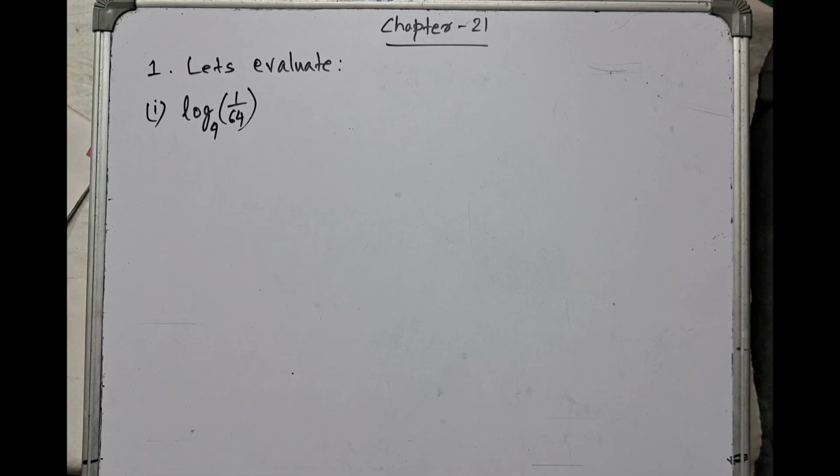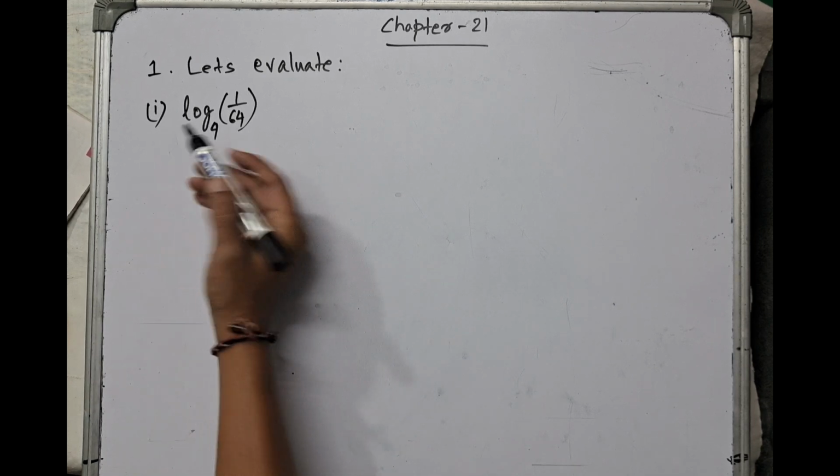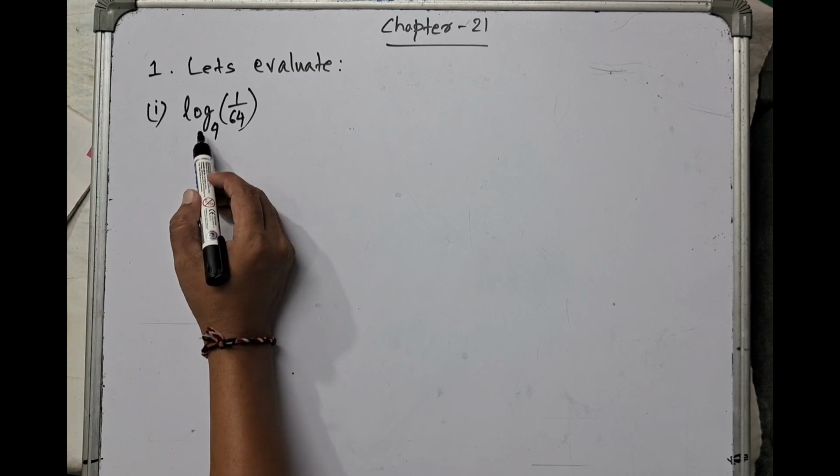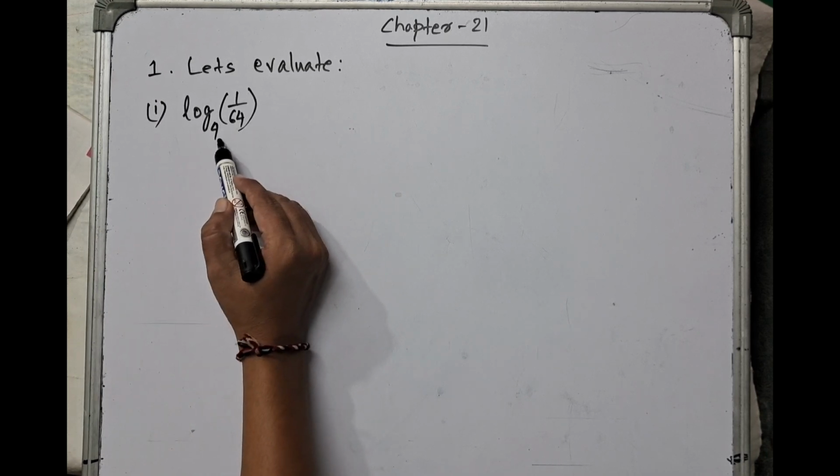Okay, this is chapter 21, logarithm. We'll start right from question number 1. This is question number 1 of 1. We are asked to evaluate and find the value of log 1 upon 64 to the base 4.